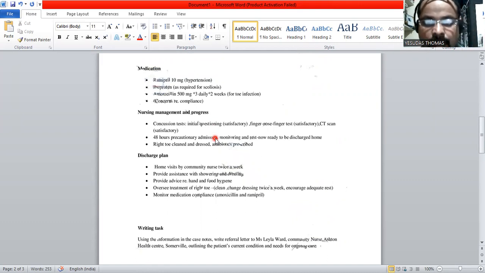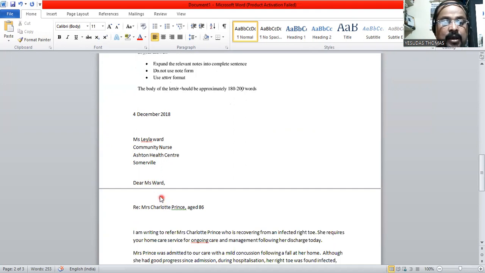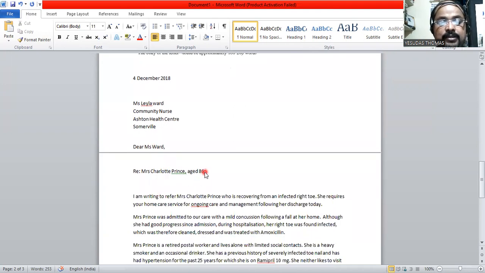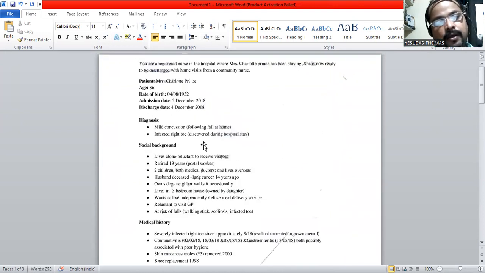So that's it. So what we have to do is write the address: Leah Ward, community nurse, Ashton Health Center, Somerville. 4th December is the date of today. Mrs. Ward, Charlotte Prince, I need the date of birth here. Date of birth 4/8/1932.